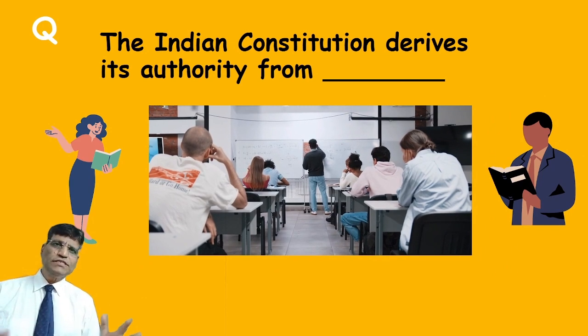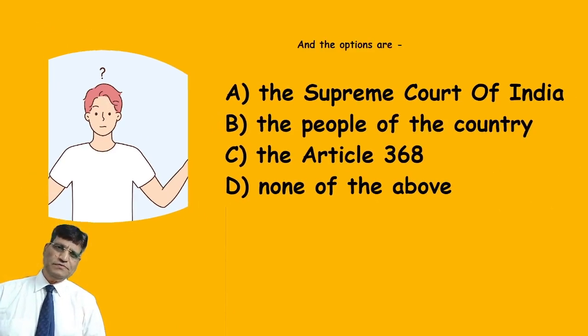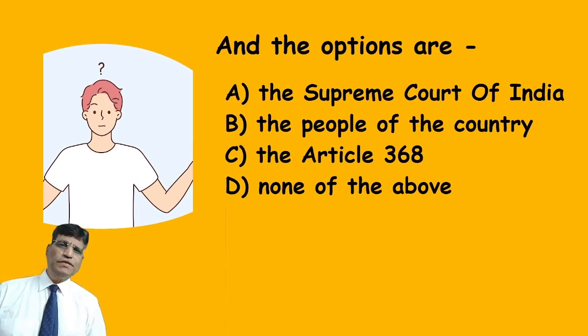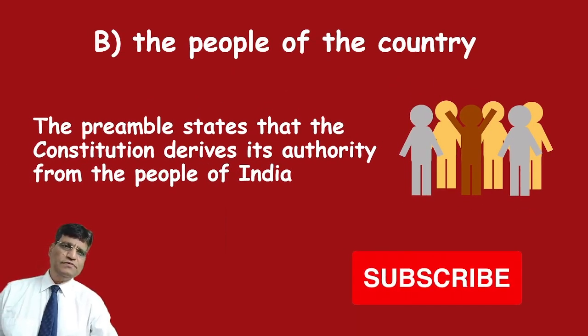The Indian Constitution derives its authority from, and the options are the Supreme Court of India, the people of the country, Article 368, none of the above. And the answer is people of the country.